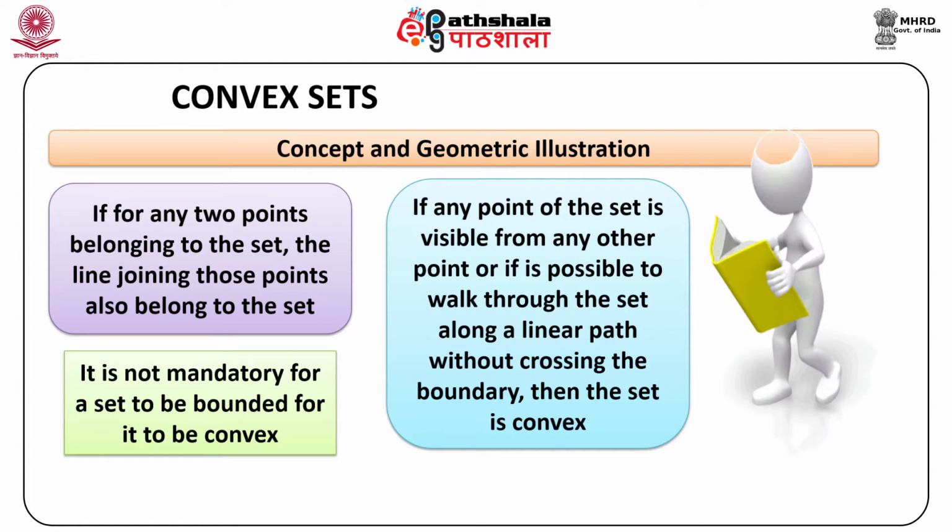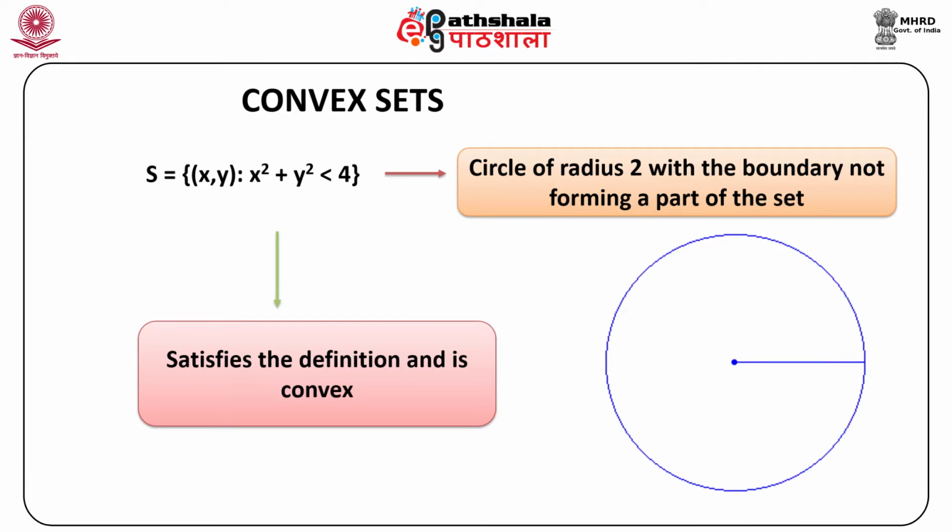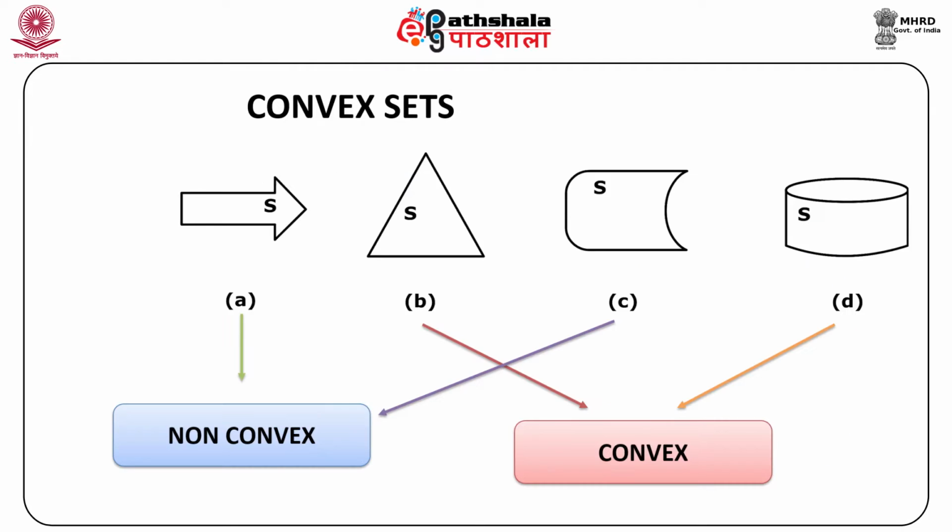Intuitively, a convex set is solid, connected, without breaks or dents in the perimeter. Note that it is not mandatory for a set to be bounded for it to be convex. For example, S = {(x, y) : x² + y² < 4} represents a circle of radius 2 and the boundary is not forming a part of the set, but it satisfies the definition and is convex. Consider the figures.